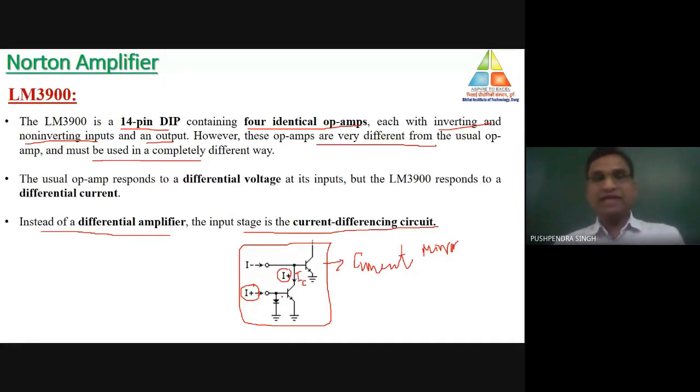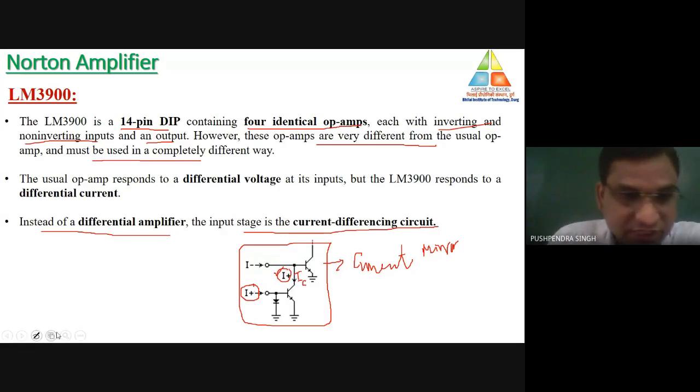Here the value of current is I minus. Here the value of current is I plus. But due to the current mirror, the same current I plus will be generated over here. Please do consider this.